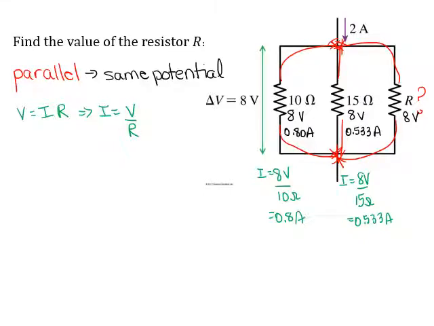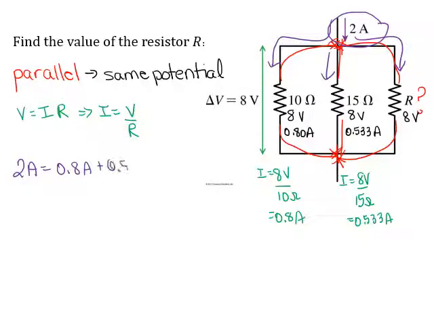Now, we know the current through the 10 and the 15. We don't know the current through the R, or do we? If we look up at our picture, we see that we have 2 amps coming in. We think about what happens to that current. Part of it goes through the 10 ohm, part of it goes through the 15, and part of it goes through R. And we know we don't lose or gain any current. Therefore, 2 amps has to be equal to 0.8 amps plus 0.533 amps plus the current through that resistor R. So our current through that resistor R is 2 minus 0.8 minus 0.533 to get 0.667 amps. I'll label that on my picture.